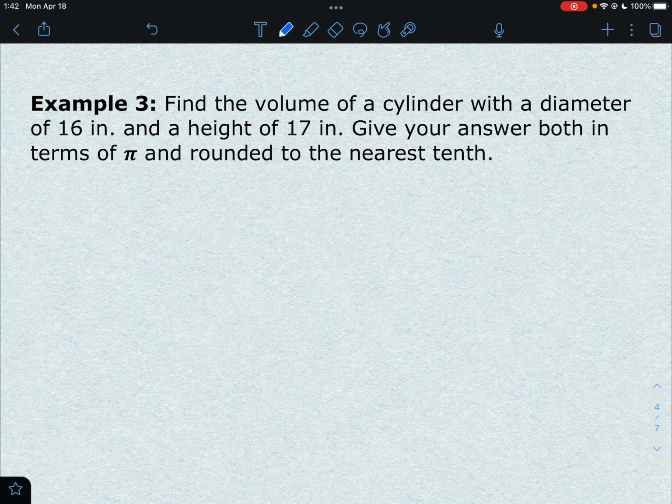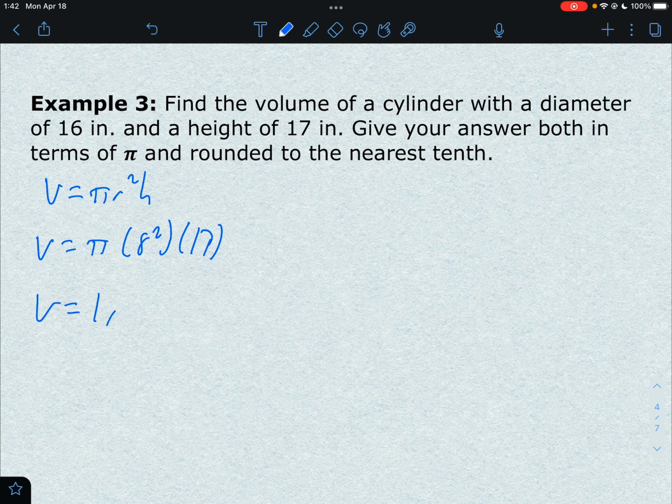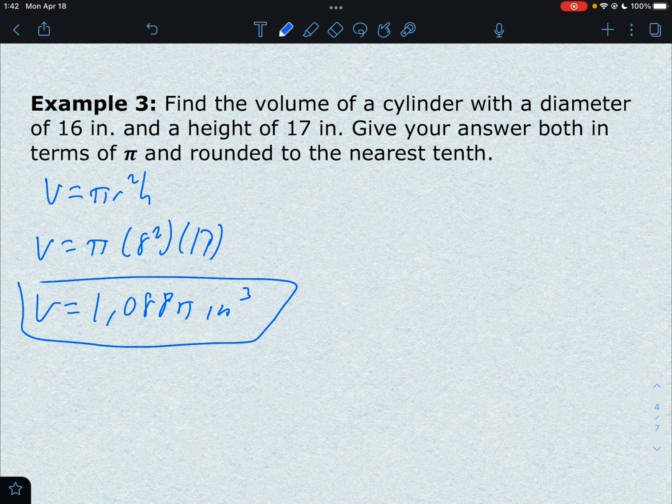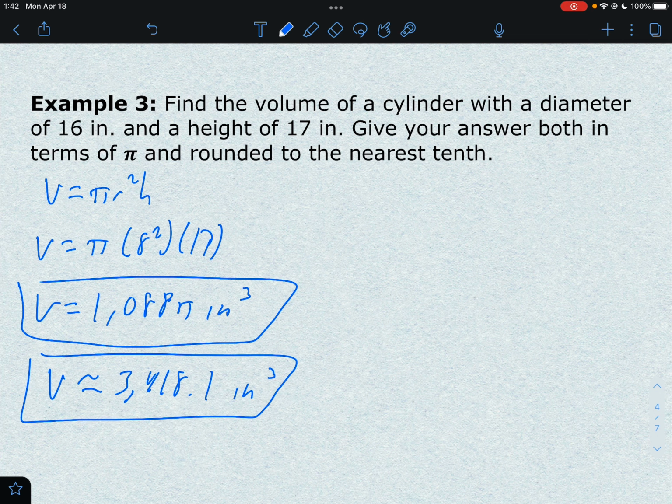Example 3, same problem, except now we're just using words. Find the volume of a cylinder with a diameter of 16 and a height of 17. So our volume formula. Diameter is 16, means the radius is 8. Height is 17. So our exact answer, don't type pi in, we get 1,088 pi cubic inches. And then our rounded answer, multiply that out, we get 3,418.05, which is just 1 cubic inches.